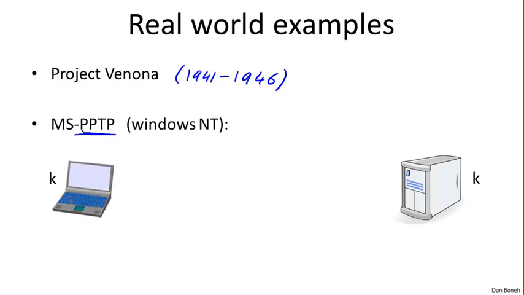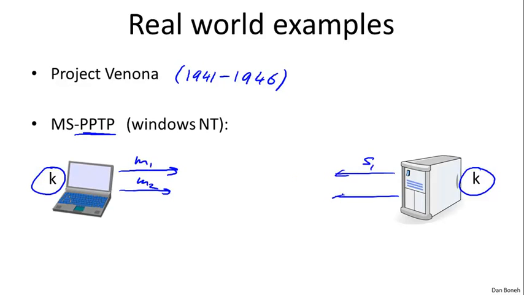This is a protocol for a client wishing to communicate securely with a server. The client and the server both share a secret key here, and they both send messages to one another. So here we'll denote the messages from the client by M1. The client sends a message, the server responds, the client sends a message, the server responds, and so on and so forth.